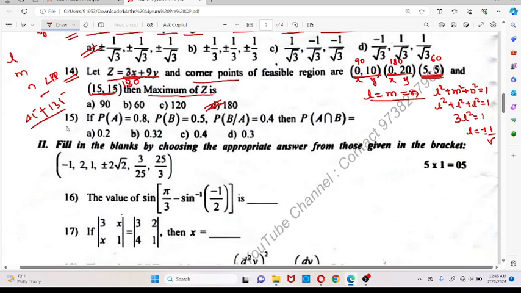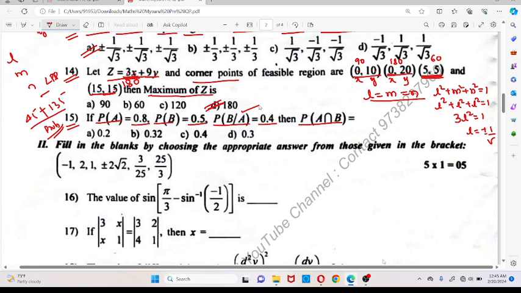We'll go through the last question. See, for question 15, it is always from the chapter probability. They ask more on conditional probability. So P of A is equal to 0.8, P of B equal to 0.5 and P of B given A is 0.4. Then they are asking P of A intersection B.